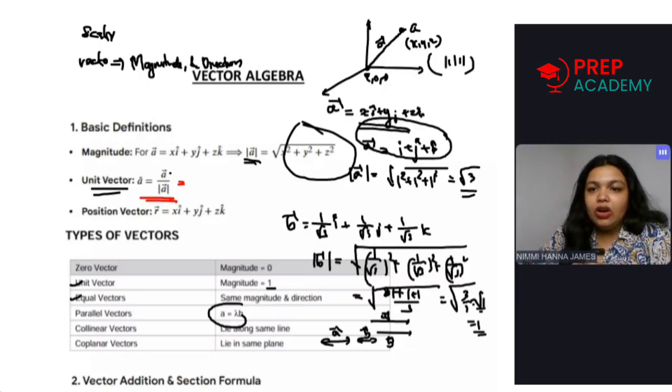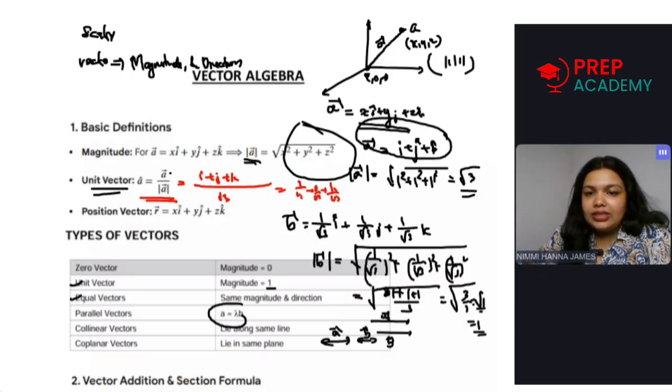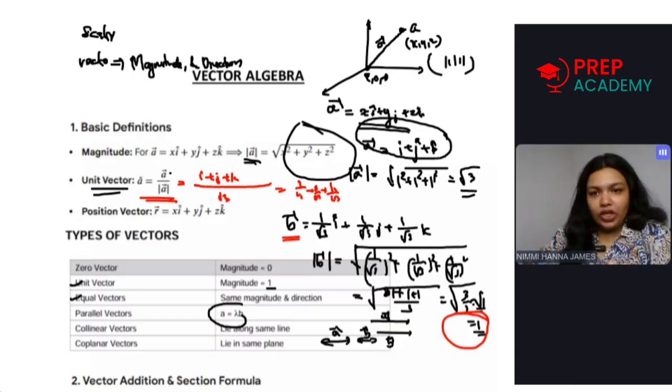Here we got root 3 as the modulus, right? So if I divide, the a vector is i plus j plus k, and I am dividing it by the modulus of a, that is root 3. Splitting it to each component, that is i by root 3 plus j by root 3 plus k by root 3, that is a unit vector. We have already proved it in the case of B. So that is how we find a unit vector.